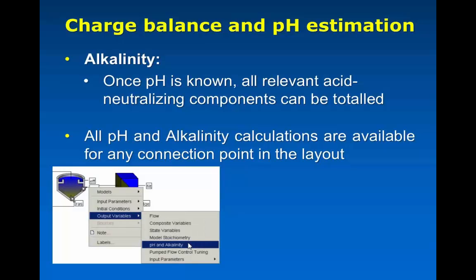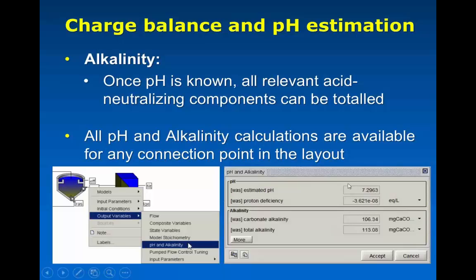By going to our output variables menu and down to the pH and alkalinity menu, which looks like this, you can see an estimated pH here, and you can see the carbonate alkalinity and total alkalinity plotted down below. Most people don't like to work in moles off the top of their head, so we convert them over and list them in milligrams as calcium carbonate. Okay. So that's the pH.